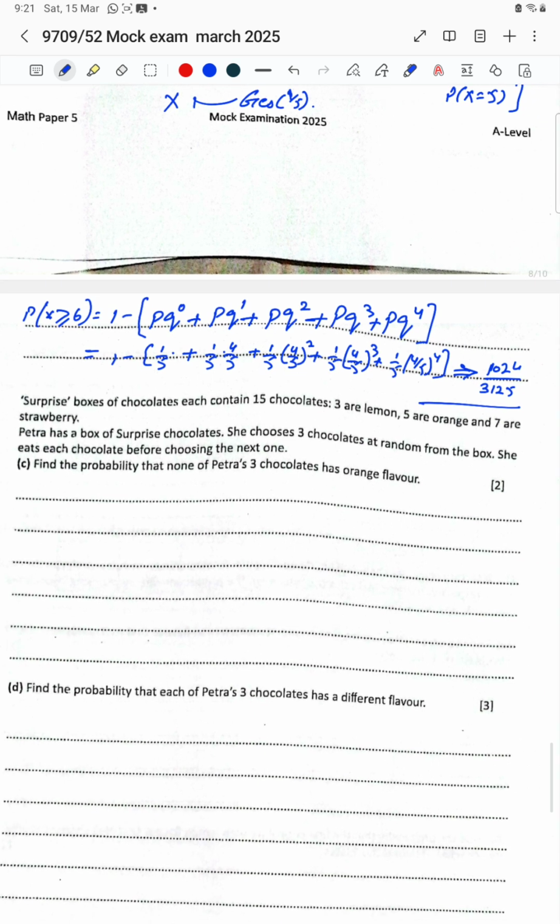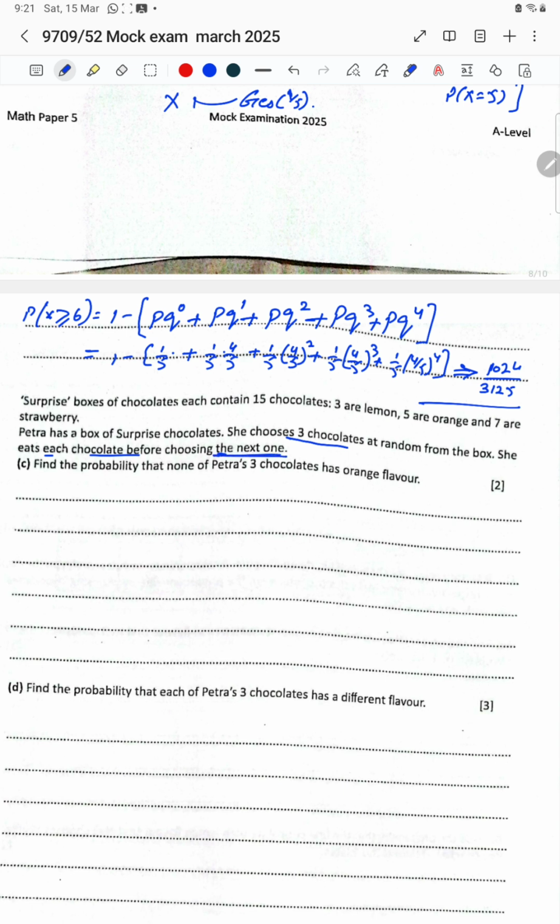C and D, there are 2 more parts to go for this question. It's a little lengthy question. Surprise boxes of chocolates each contain 15 chocolates: 3 lemon, 5 orange, and the same as before. Peter has a box of surprise chocolates. She chooses 3 chocolates at random from the box. She eats each chocolate before choosing the next one.